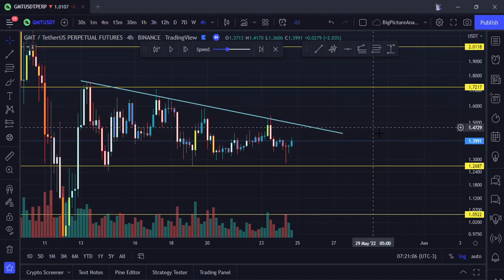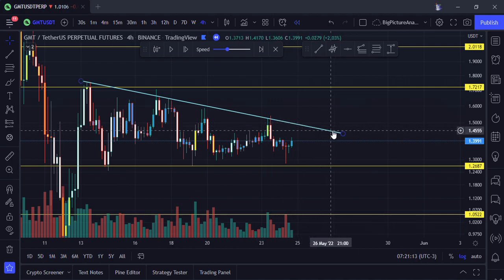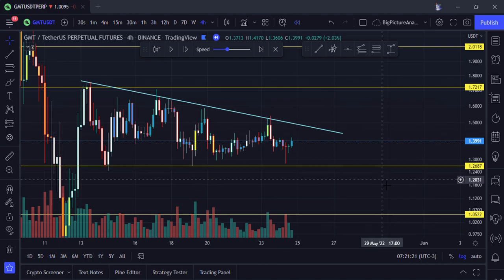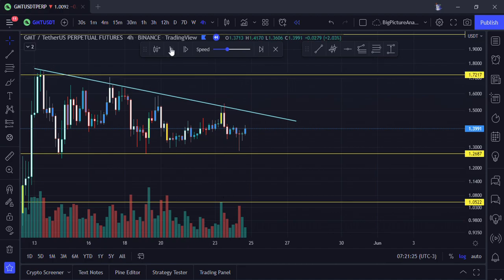So I want to search for a trade now, okay? And there are going to be two types of trades. First, if the price breaks this trend line, it might go up until this support. If it keeps on going down, it might break down this support area and go even lower. So I don't know what's going to happen. I'm going to play here. I'm going to check.